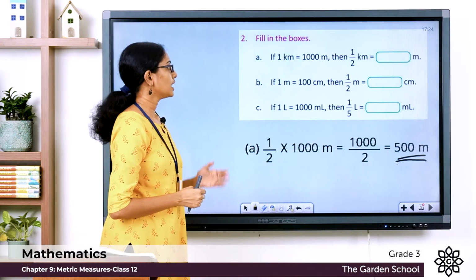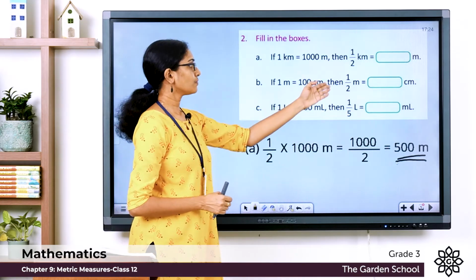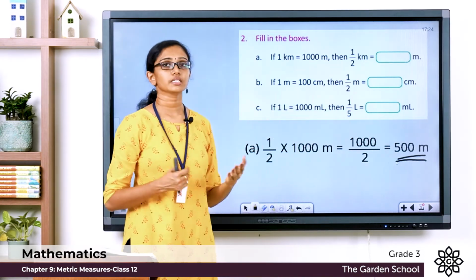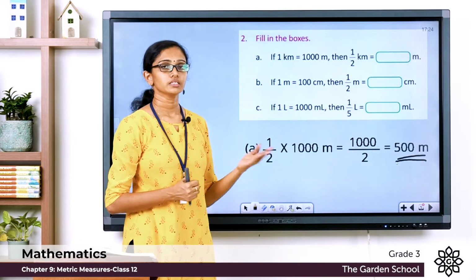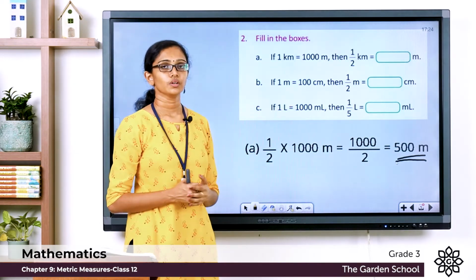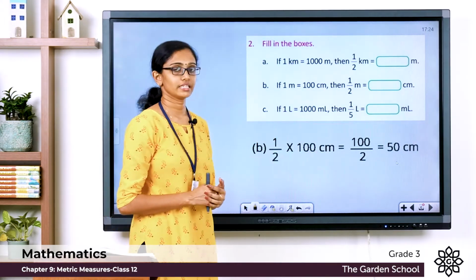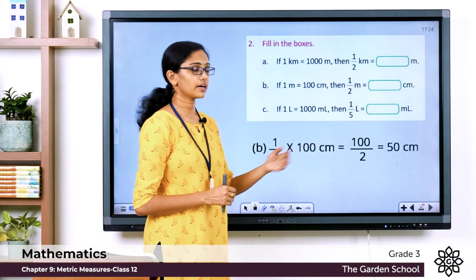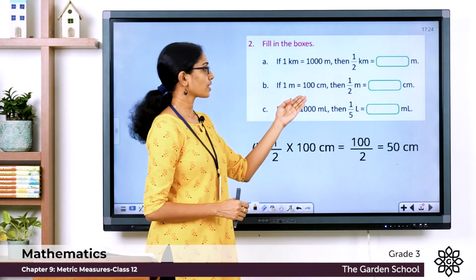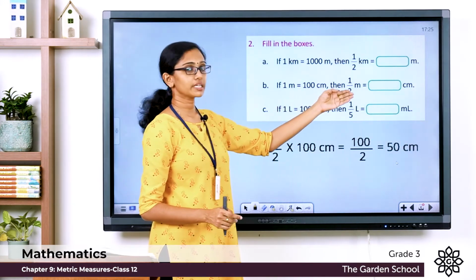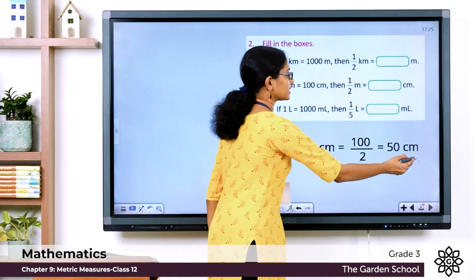Now the next one, if 1 meter is equal to 100 centimeters, then half a meter or 1 by 2 of a meter is equal to. How do we find that? How do we find out half of 100? Just divide 100 by 2. So that is 1 by 2 into 100 centimeters, which is equal to 100 divided by 2, and that is 50 centimeters. So half of a meter or 1 by 2 meter is equal to 50 centimeters. I hope you are clear with this.